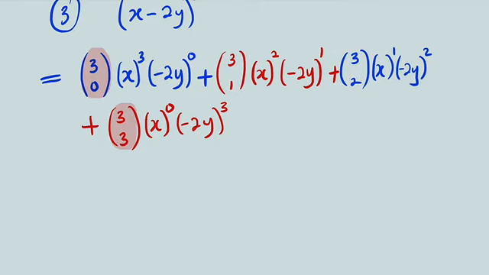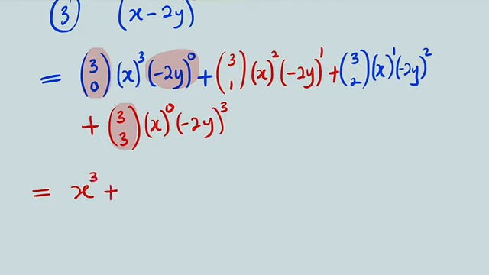So from the first term, we know that this is equal to 1 as well, because any number to the power of 0 is equal to 1, except if that number is 0. So we only have x to the power of 3. So this is equal to x to the power of 3, then plus.